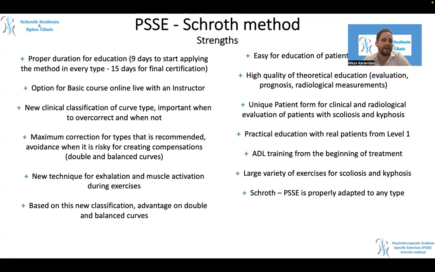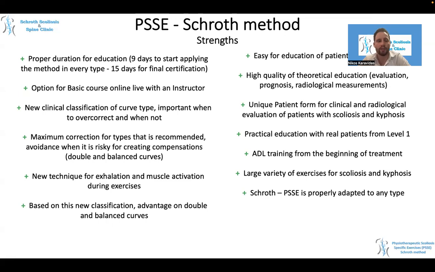There is a completely new clinical classification of curve type, and by this classification, it's important to understand when to overcorrect or when not to overcorrect. I think that from my experience, at least from working with all the other schools so far, one dilemma of the therapist could be when to overcorrect or how much to overcorrect. So I think that with this new clinical classification, you can have the answer on that, and you can work much safer in our technique. So we aim to get the maximum of correction for the types for which it is recommended.